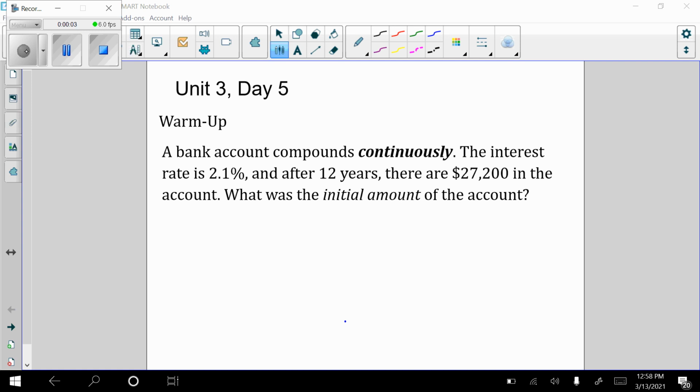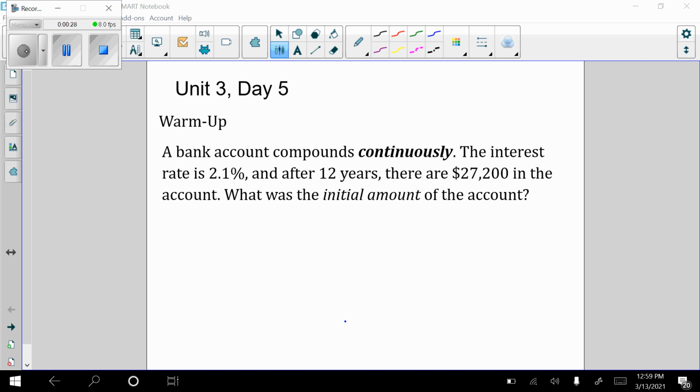Okay, moving right along. Unit 3, Day 5. We're going to look at just a quick review of compound interest when you're compounding money continuously. And then we're going to go into graphing logs and exponentials, just a quick review of that, and then the always fun task of properties of logarithms.